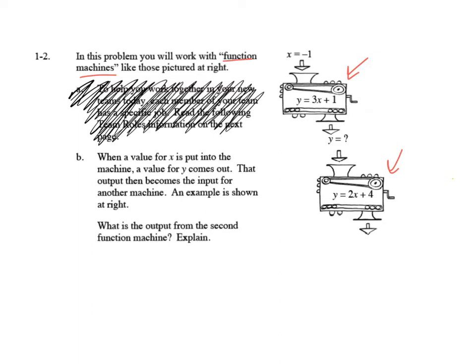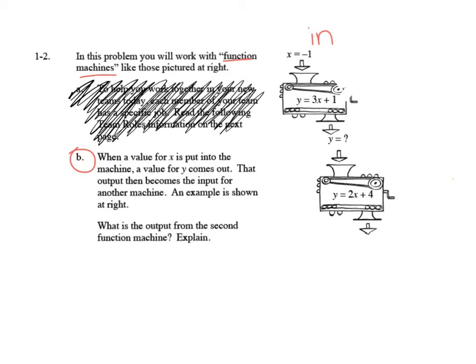So the idea is, I'm reading letter B, when a value for x is put into the machine, so this is your in, a value for y will come out. And so that's kind of where we're working, because then that y becomes your next input. It becomes an x then.